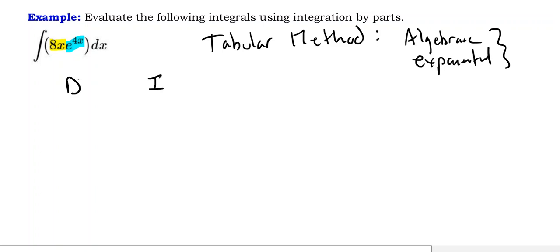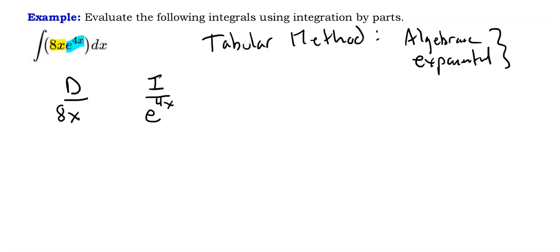Now, D stands for derivative. And we are going to write the algebraic part underneath that. I stands for integrate. And we're going to write the exponential part underneath that. And so we have our derivative part, and we have our integral part. Now here's what we're going to do. We are simply going to take derivatives of 8x as many times as we can.